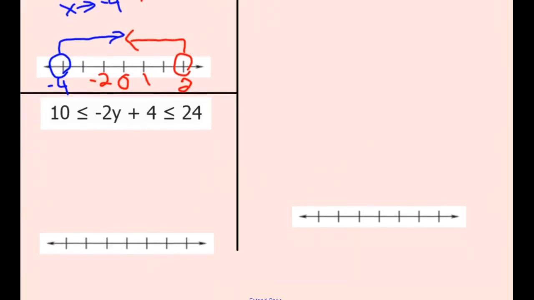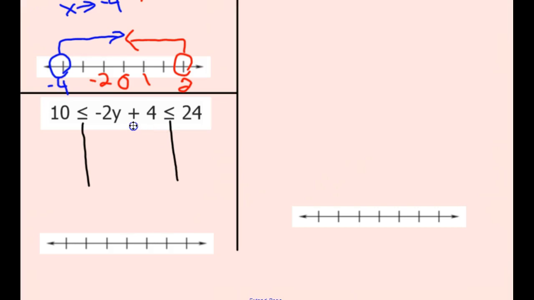If we continue with AND inequalities, we have one where it says 10 is less than or equal to negative 2y plus 4, which is less than or equal to 24. So because we have multiple things in the middle, we need to draw a line down from both of our symbols.